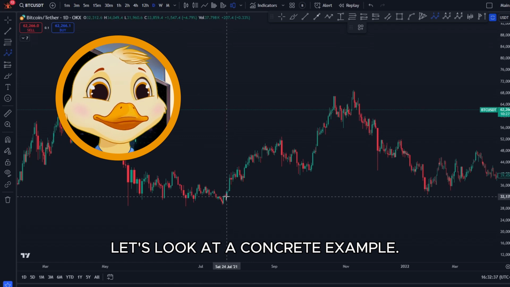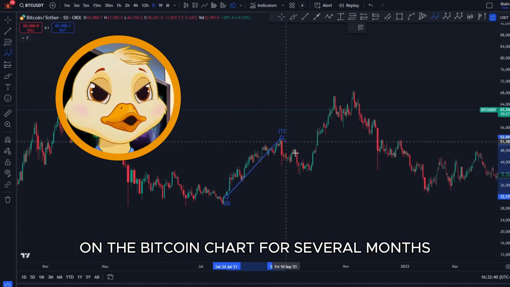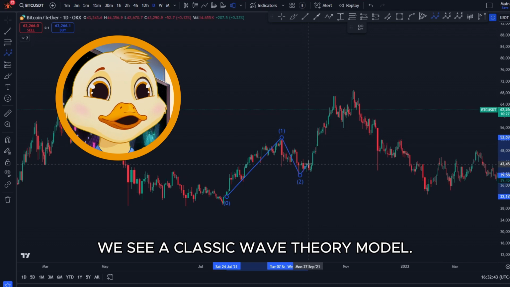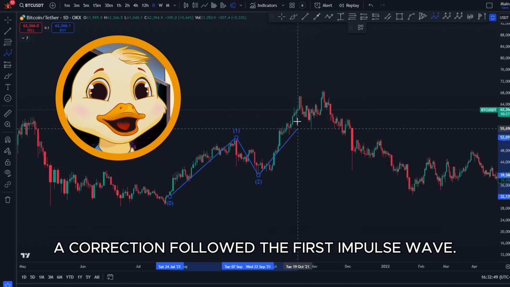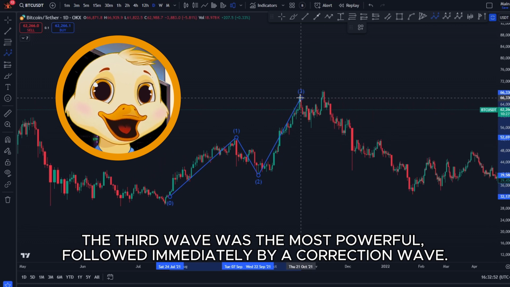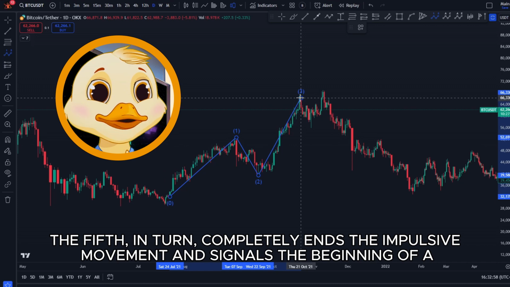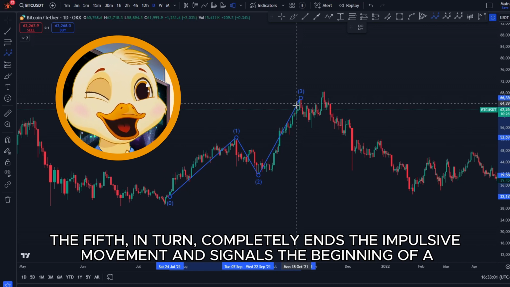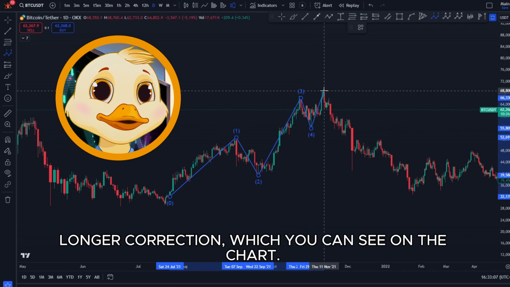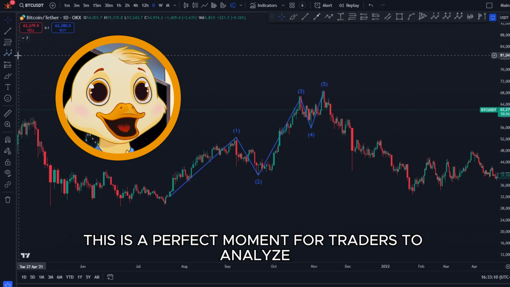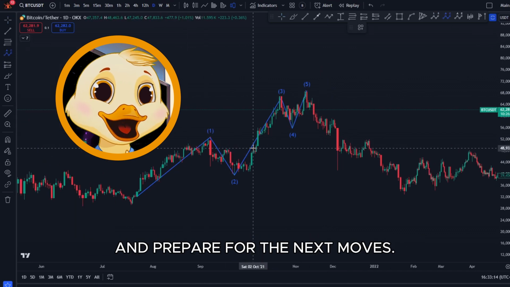Let's look at a concrete example. On the Bitcoin chart for several months, we see a classic wave theory model. A correction followed the first impulse wave. The third wave was the most powerful, followed immediately by a correction wave. The 5th, in turn, completely ends the impulsive movement and signals the beginning of a longer correction, which you can see on the chart. This is a perfect movement for traders to analyze and prepare for the next moves.